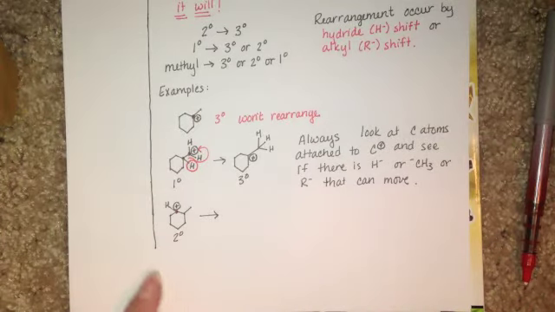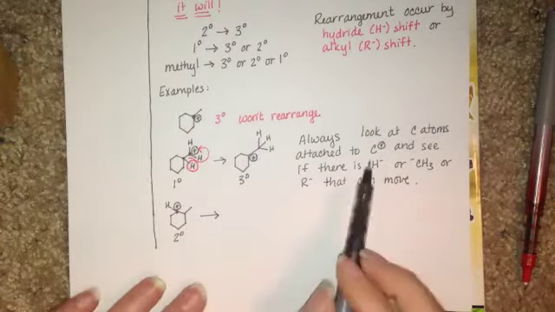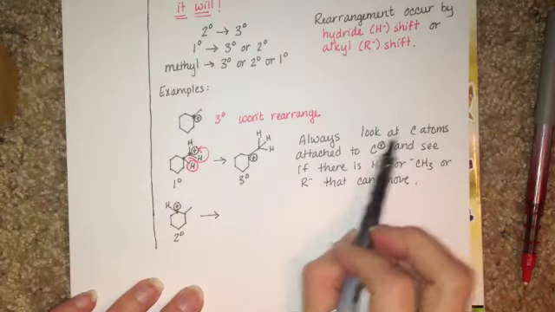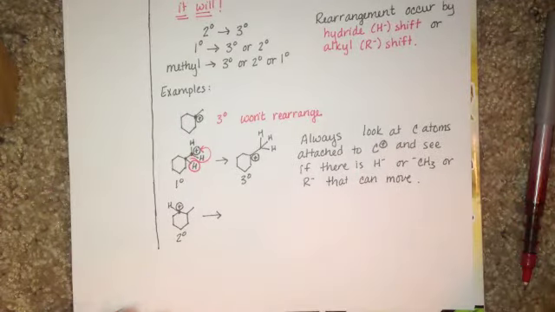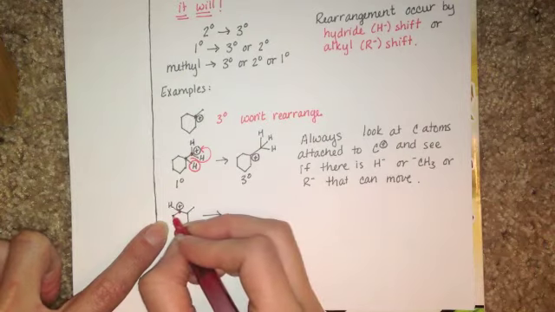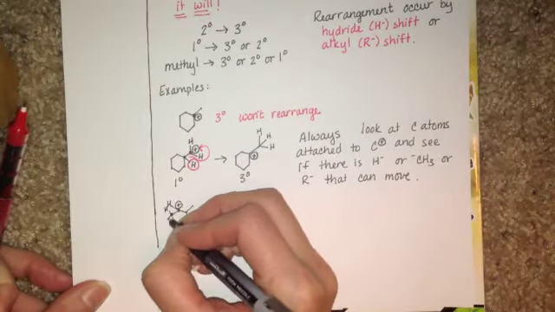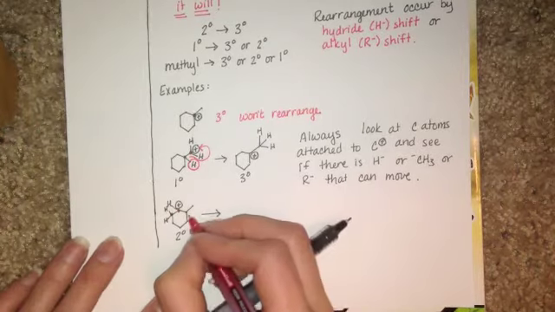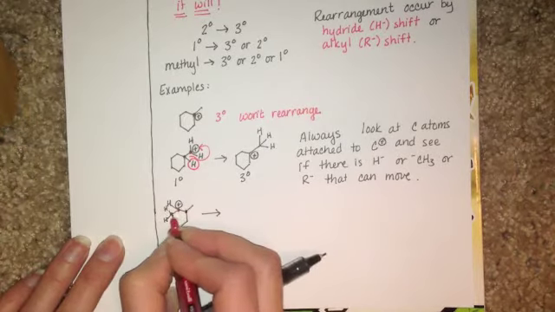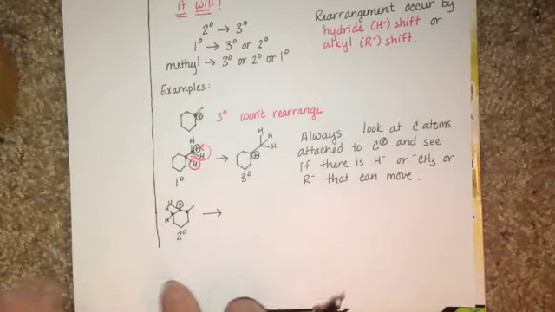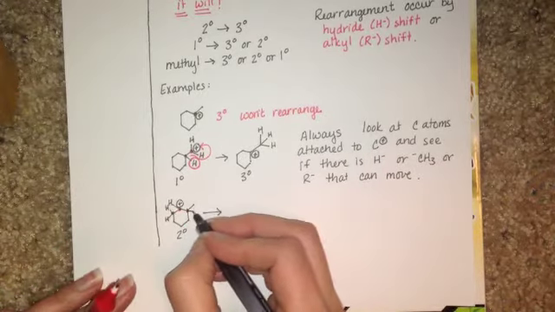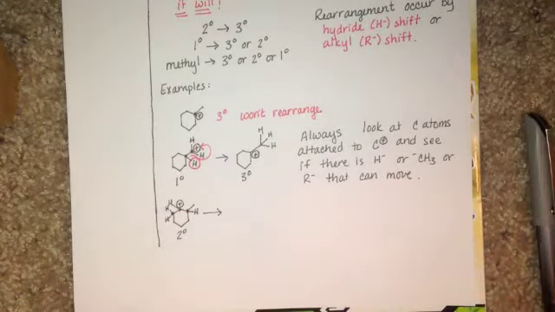So in this case, we want to ask ourselves, is there anything we can move to turn it into a tertiary carbocation? To do that, we're going to look at the carbon atoms that are attached to the positively charged carbon. We're going to look over here, and we've got a couple of hydrogens over there. We're also going to look over here, because both of these are attached to the positively charged carbon. And here we have a methyl group and a hydrogen atom. So we have a few options here of what we could shift.